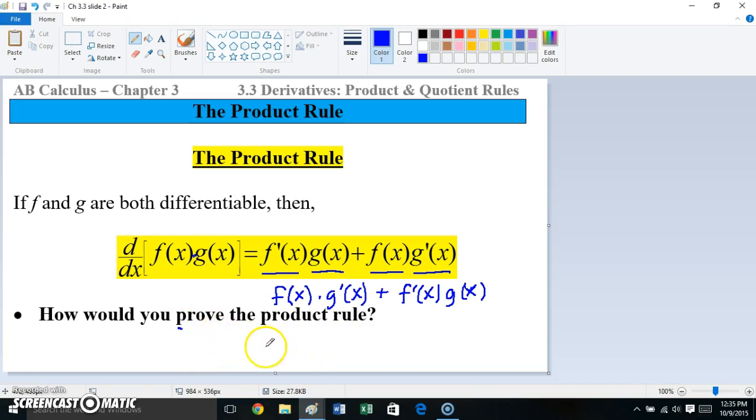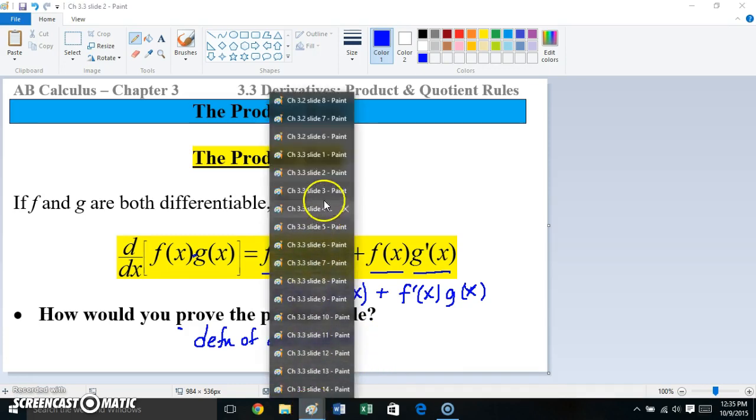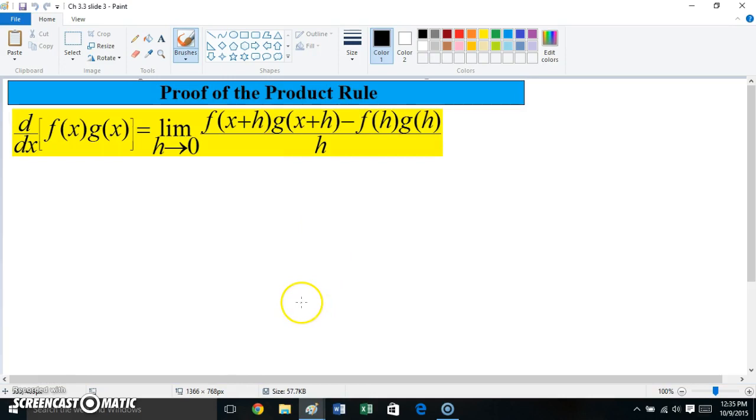And how would we prove this product rule? We'd probably have to use our definition of derivative to prove it. And here we go, the definition of derivative. I won't have enough time in this video to do this, so we'll pick up with the proof of the product rule in the next video.